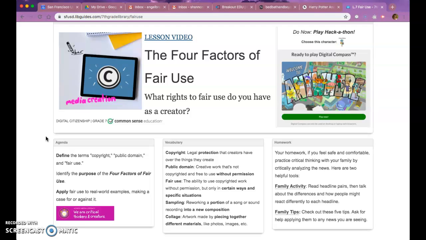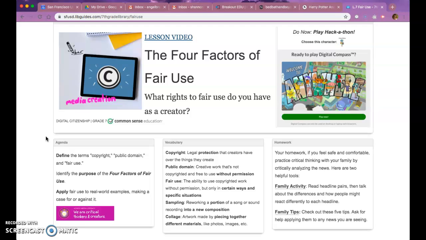A couple of ways people have argued they should be allowed to use it include sampling or reworking a portion of a song or sound recording into a new composition, and collage, artwork made by piecing together different materials like photos, images, etc., including other artwork.